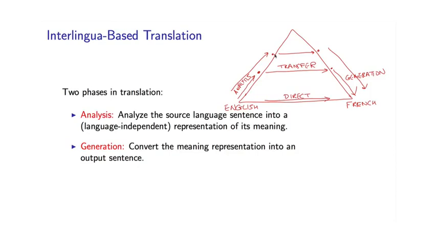Now, the final type of translation system takes this idea to the extreme. This is what's called interlingual-based translation. And in this case, there are just two phases. So in the first step, in the analysis step, we're going to analyze the source language sentence into what we hope is a language-independent representation of its meaning. So we actually think of some point at the apex of this pyramid as being a language-independent representation of meaning. In the analysis step, we go all the way up to this language-independent representation. And then secondly, in the generation step, we take this language-independent representation and generate the foreign language.